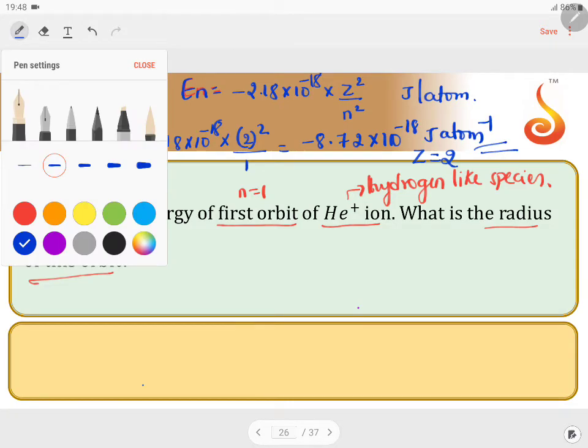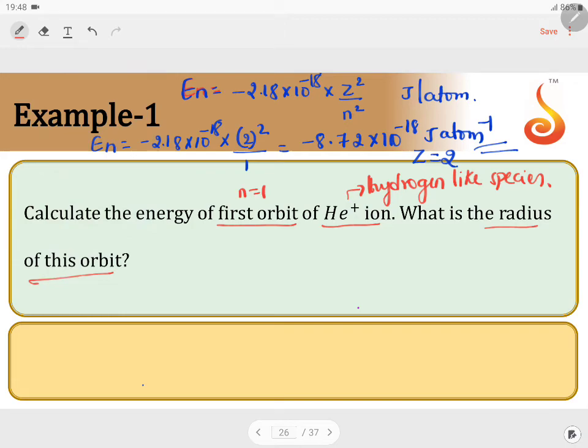Now, what's the next question? The question is the radius. So, radius rn is equal to 52.9 picometers into n square by Z. So the unit will be picometer. Here, 52.9 into n, the first orbit, 1 square, by 2.